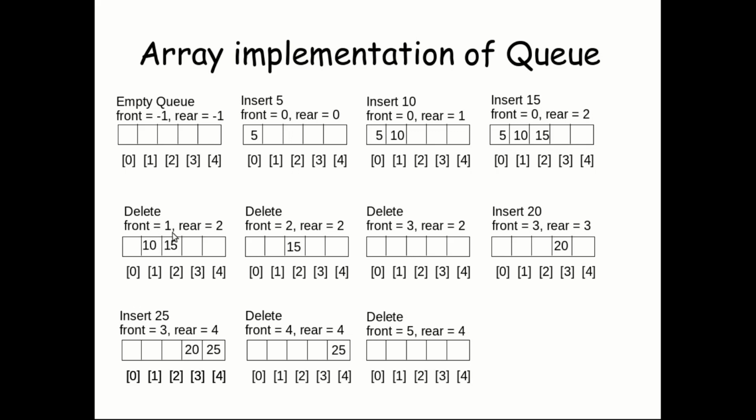Now the front value has changed. Now it is pointing to the index 1. Now when we again perform a delete operation, the front value will become 2, as previously it was pointing to the index 1, and 10 will be deleted and the front value will be incremented. And here again, after performing the deletion operation, as the front is pointing to the value 15, which is the 2 index of the array, 15 will be deleted and front value will be incremented.